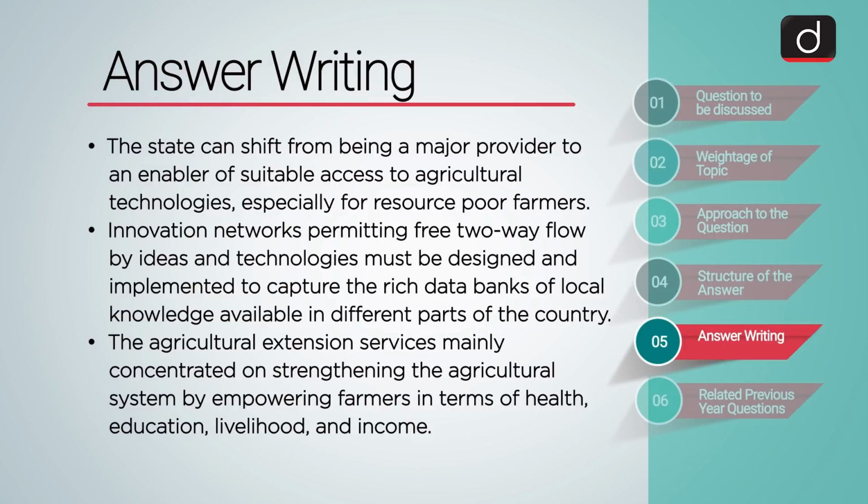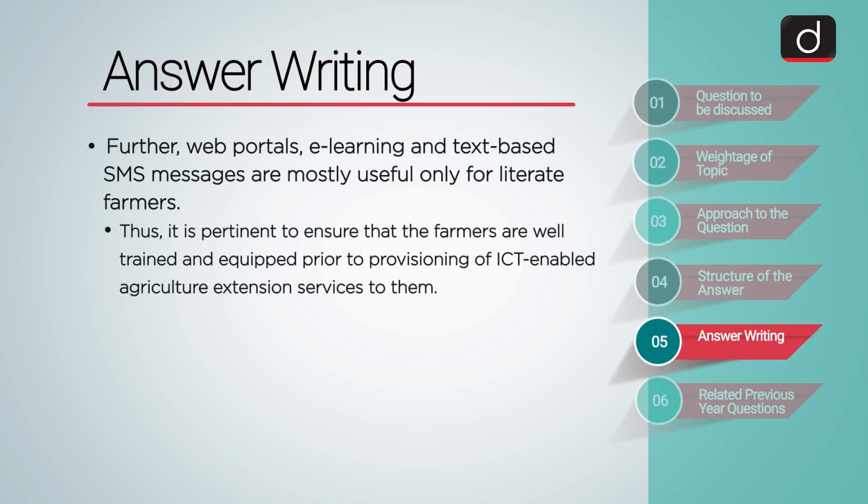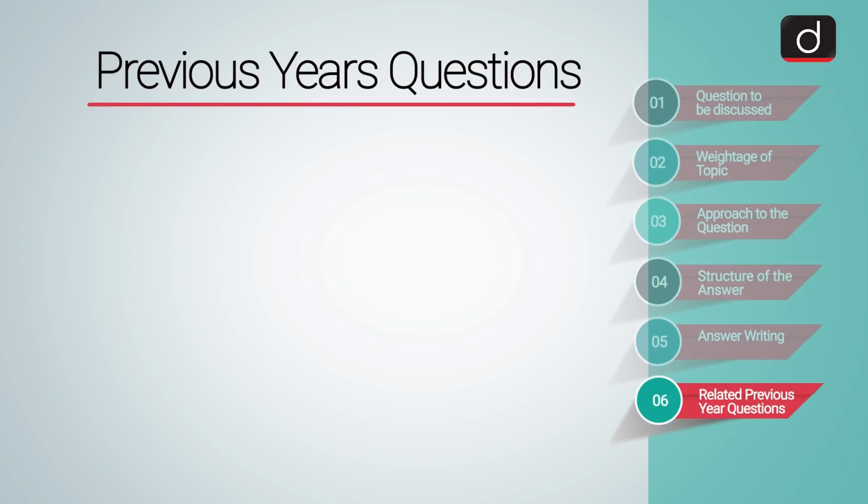The agricultural extension services mainly concentrated on strengthening the agricultural system by empowering farmers in terms of health, education, livelihood, and income. Further, web portals, e-learning, and text-based SMS messages are mostly useful only for literate farmers. Thus, it is pertinent to ensure that farmers are well trained and equipped prior to provisioning of ICT-enabled agriculture extension services to them. Now we look at the questions asked in the previous year examination.